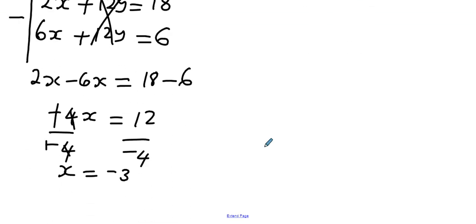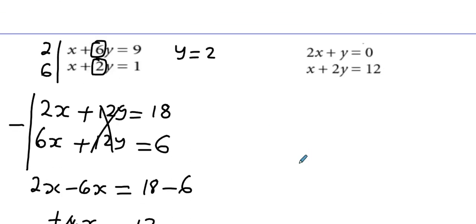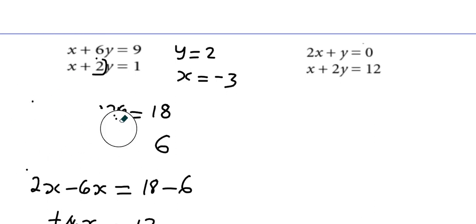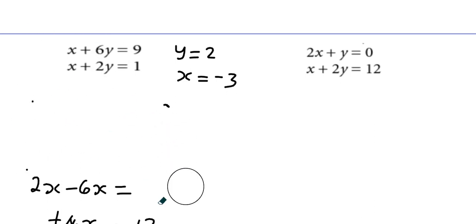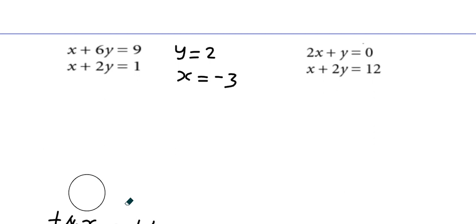So x is negative 3, put it over here. X is negative 3. You can check your answers using a calculator, or you can pause the video and continue with the remaining questions. Okay, to check, let's do it quickly using a calculator.